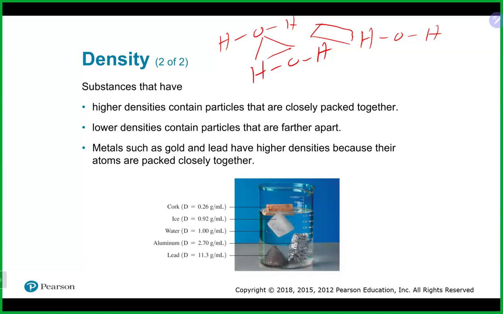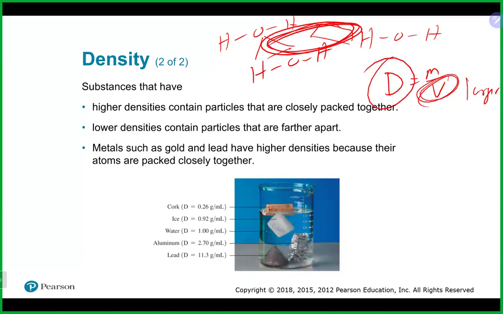And if you think about the density equation, which is our mass over volume, it creates a big open volume between the different water molecules, and it makes this number larger, which ends up making the density of ice smaller, right? If you divide by a larger number, you end up with a smaller number for the density. And that's a very unusual characteristic of water. Most things in their solid state are much more dense than in their liquid state.